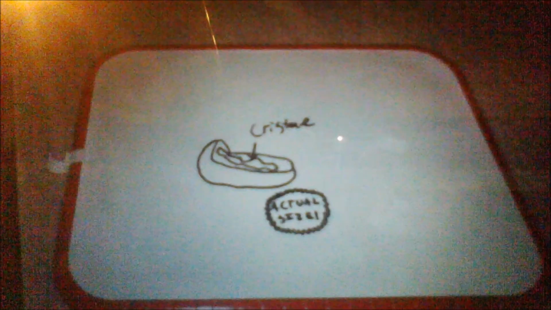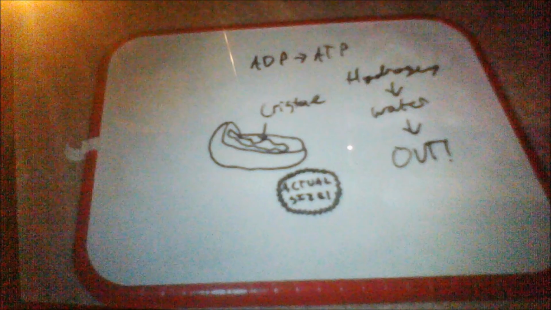Now we move on to the electron transport chain and oxidative phosphorylation. In the cristae, energy from hydrogen adds a phosphate. ADP is now ATP. ATP synthase enzyme is responsible. Water is now waste because of the hydrogens.